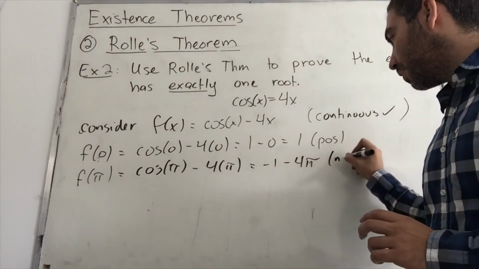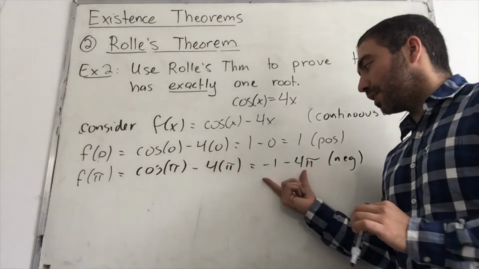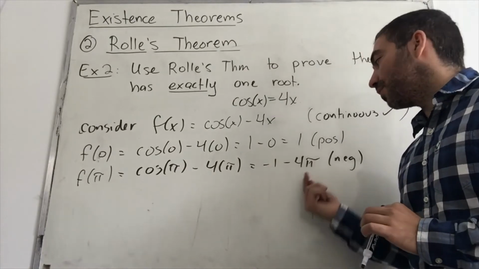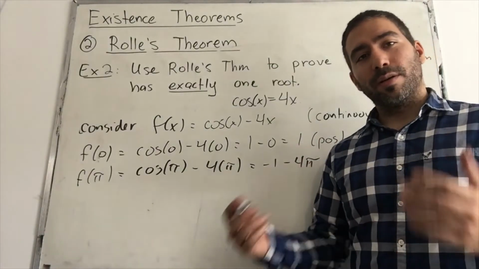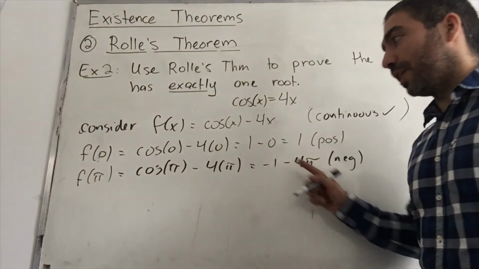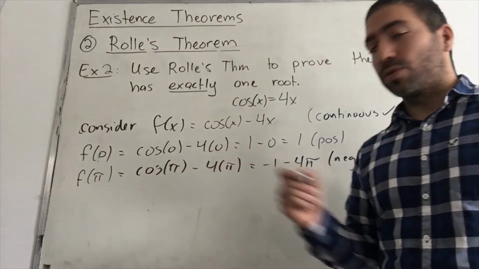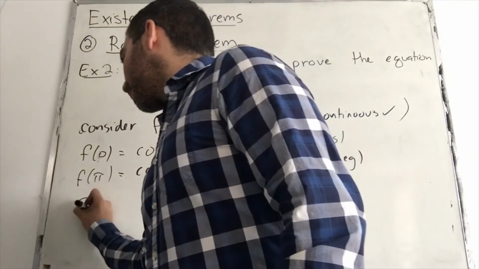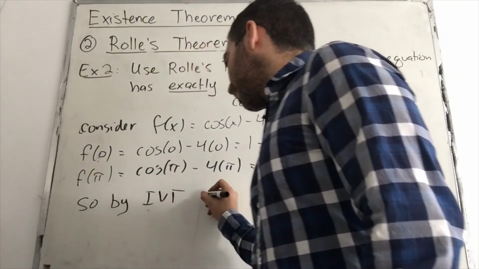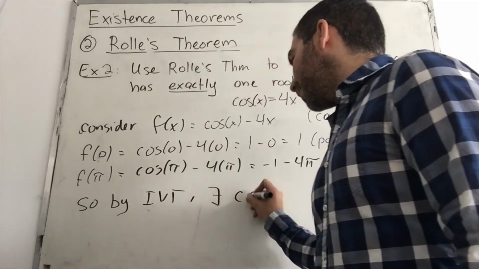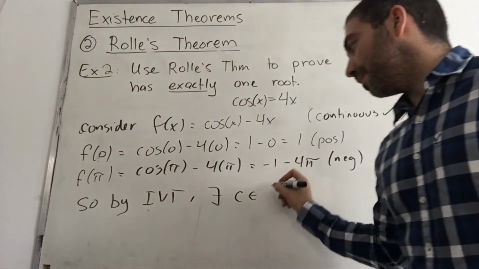We don't know what it is. If you have a calculator, you can plug it in, but this is in fact negative. -1 minus some value is negative. So we obtained the positive value, we obtained the negative value. By IVT, we know there's a solution in between 0 and pi. So let's go ahead and write that. So by IVT, there exists a C in the interval from 0 to pi.